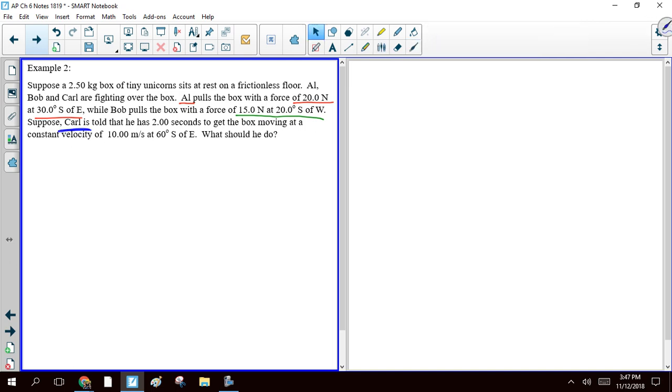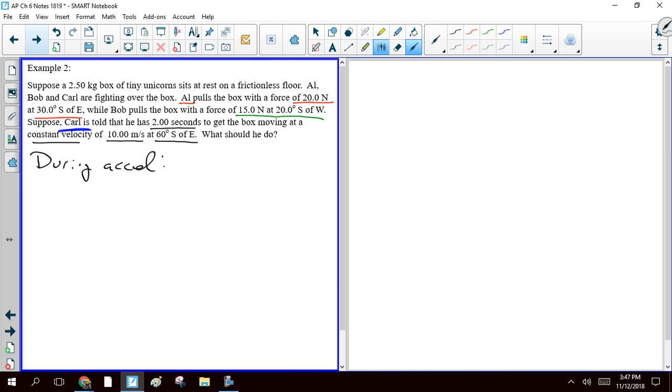Okay. His job is he's got 2 seconds to get the box moving at a constant velocity of 10 meters a second at 60 degrees south of east. All right. So he's got 2 seconds to cause acceleration. And then after those 2 seconds, it needs the velocity to be constant. Okay? So during the acceleration, let's see what's going on.